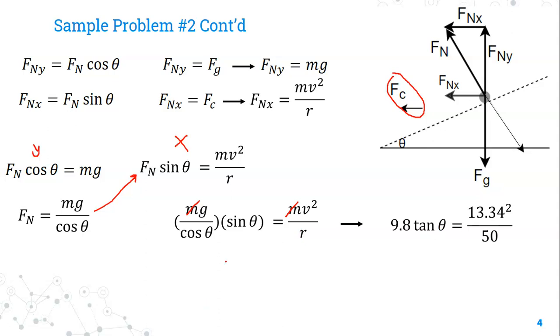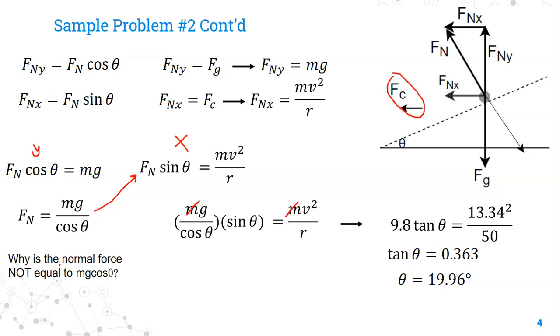And we can also plug in numbers. So g is 9.8, v is 13.34, and r is 50, so that's what I've written over here. And then we can just solve this expression that I have here for theta. So 13.34 squared divided by 50, and then divided by 9.8 is 0.363. And then theta is equal to 9.96 degrees. So this has to have about a 10-degree angle in order for the car to be going at that speed around that curve.